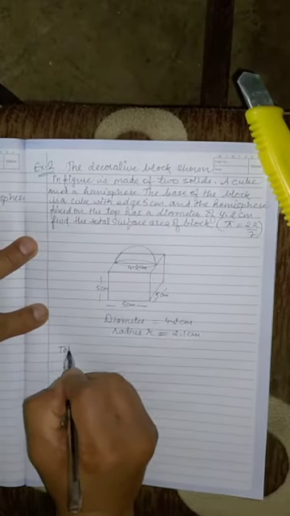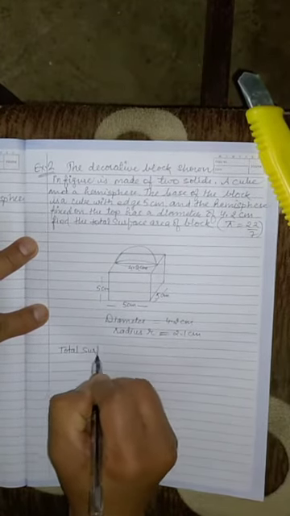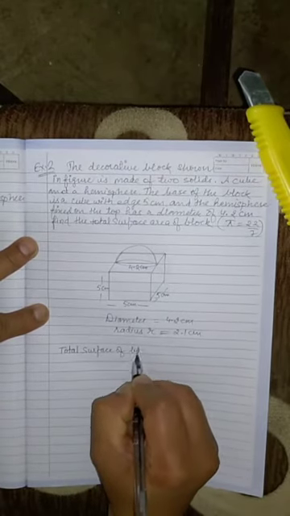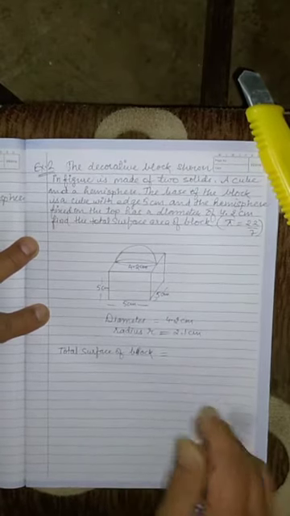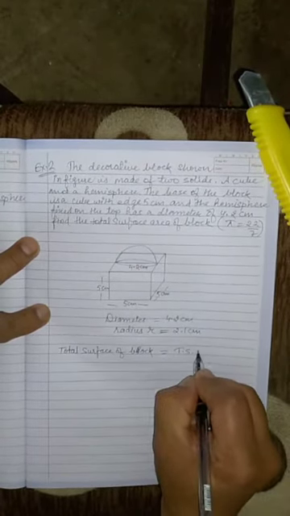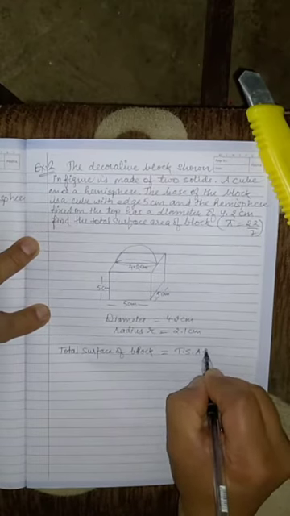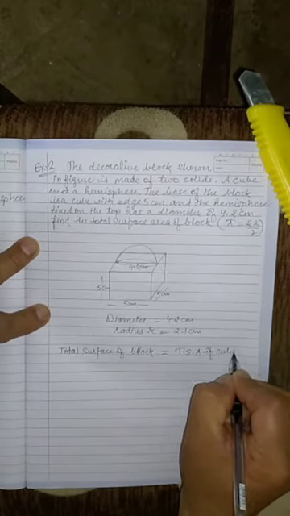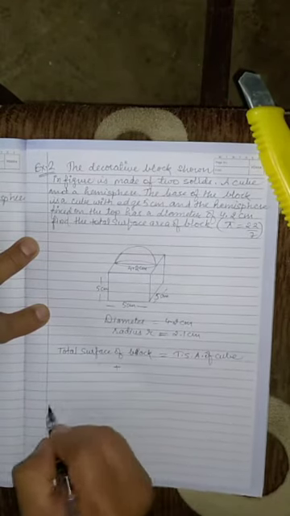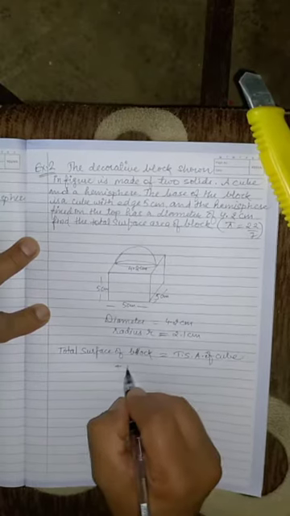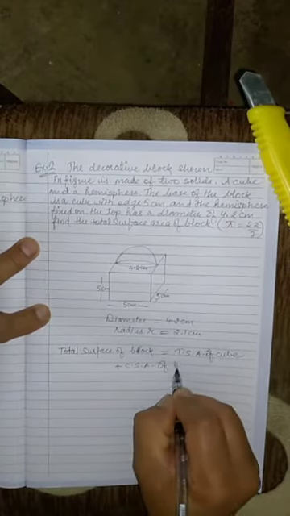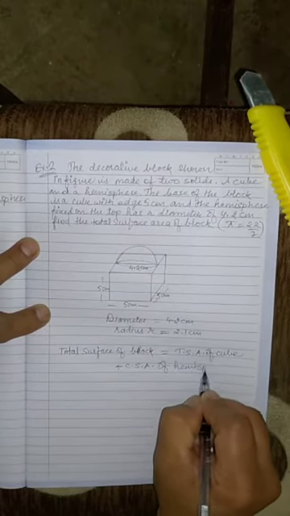So total surface area of block will be equal to total surface area of cube plus CSA, curved surface area of hemisphere.